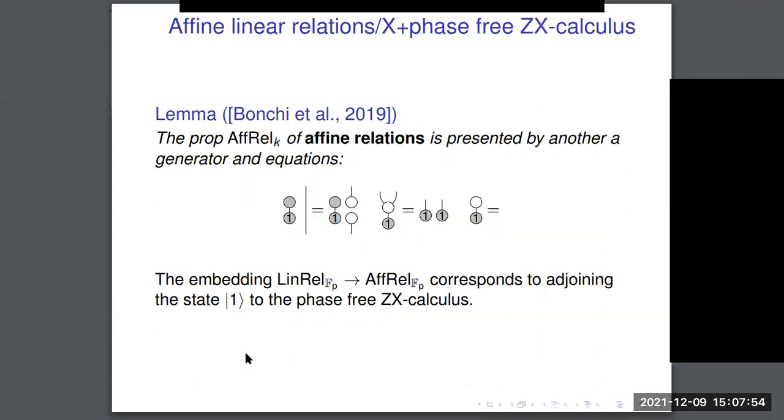Okay. And we're actually going to be working with a bit more than linear relations. We're going to be working with affine relations, which were presented in this paper by Bonchi et al. And the idea is you add one more generator that is deleted here, copied, and when you compose it with the black spider of arity 1, then it cuts all the wires. And the interpretation of this in the ZX calculus is that this 1 is like adding ket 1.